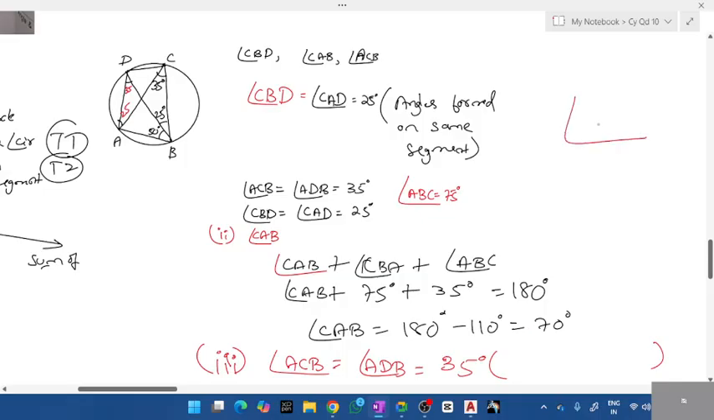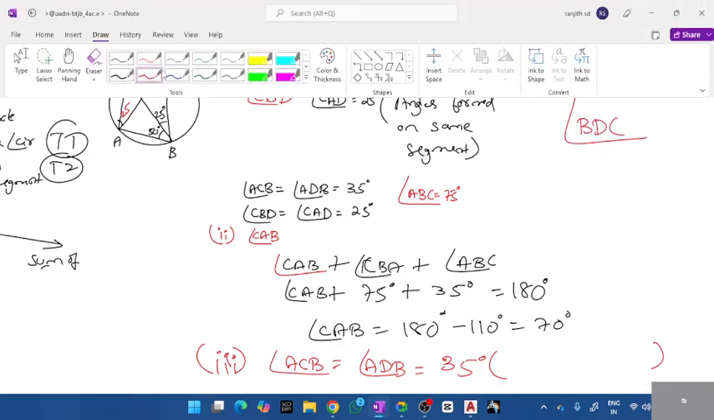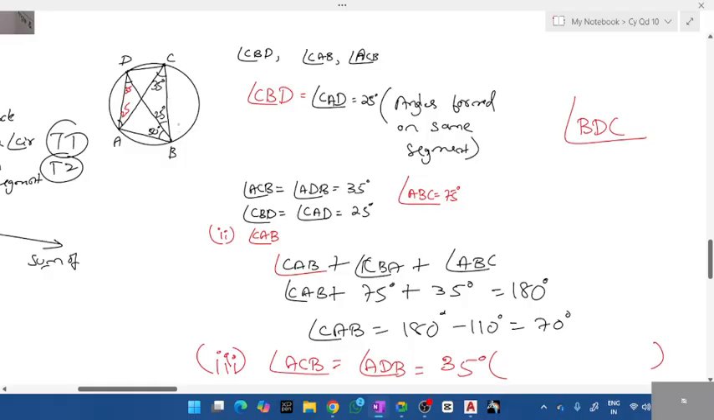Okay, fine. Now, what if they ask you angle BDC, students? How will you find BDC? Try BDC. Let me see who can answer this. BDC. Look at the triangle.